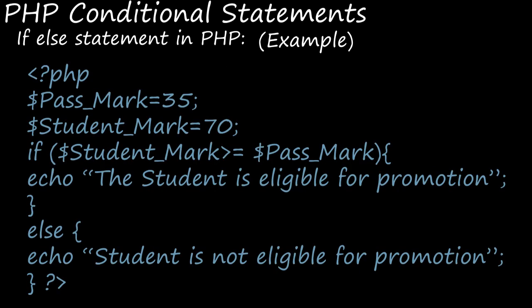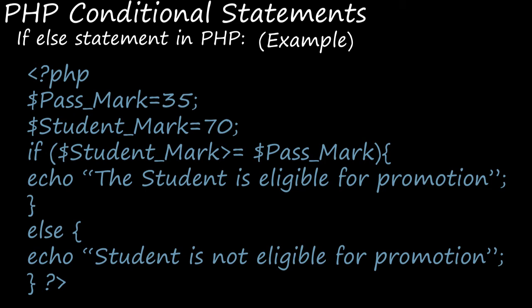Here they have given pass mark is equal to 35. Student mark is 70. First we had only one condition and one statement, right? Here we will have: if the student mark is greater than or equal to pass mark, the output will be the student is eligible for the promotion. If that student mark is not greater than or equal to pass mark, then the output will be the student is not eligible for the promotion. Okay, understood?